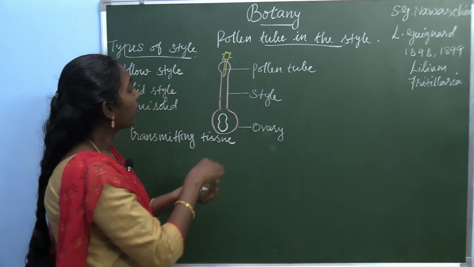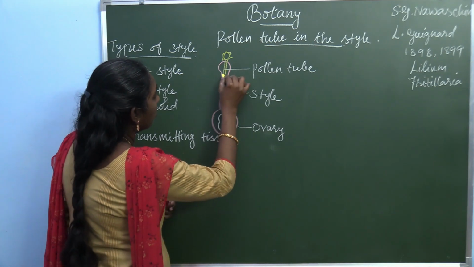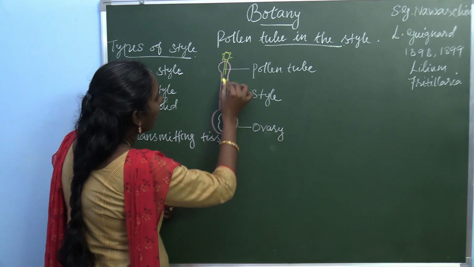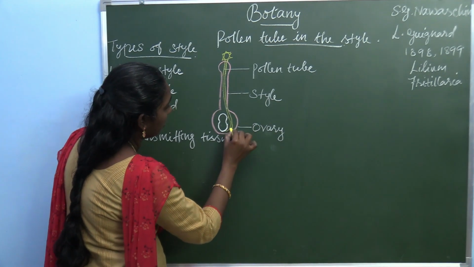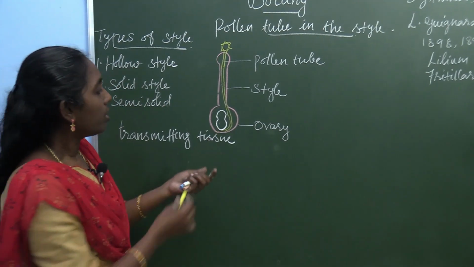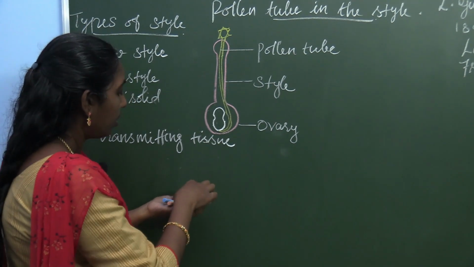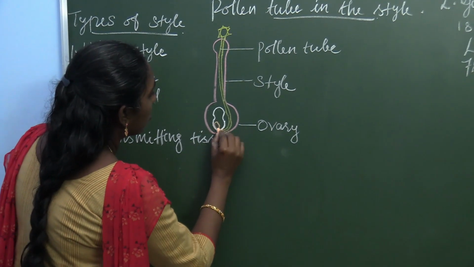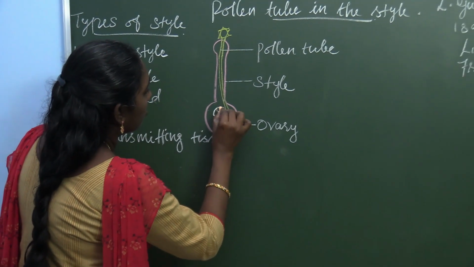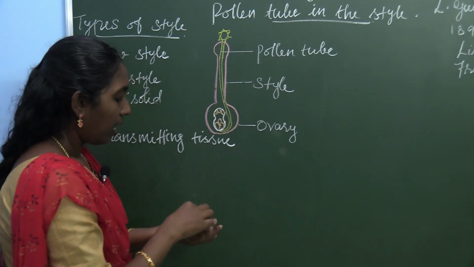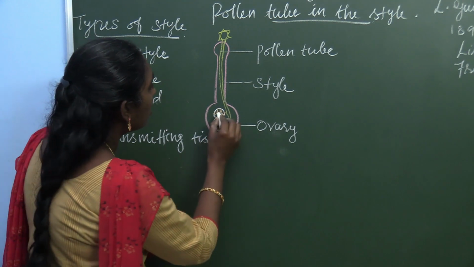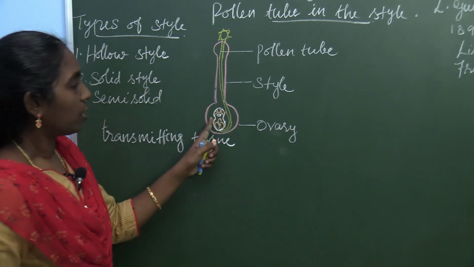So, it has to elongate. It elongates and enters inside. So, towards this, inner to this, there are synergids, antipodals and the polar nuclei present.